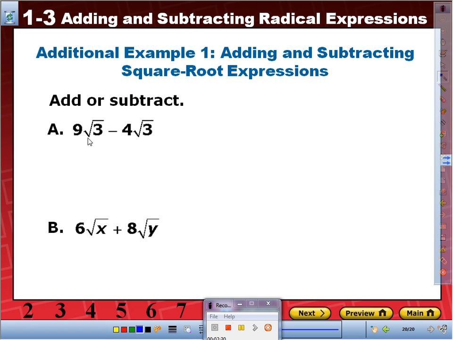Who sees that this is a square root 3 and this is a square root 3? So if we were to treat these like a variable, this will look like this, 9x minus 4x. Is that correct? Because a square root 3 could be x and square root 3 could be what? X. So how do we combine these two? This gives me what? 5x. So therefore, with that same concept, since they have the same root right here, square root, what is 9 minus 4? 5. And what do we have after? Square root 3. Copy that, please.